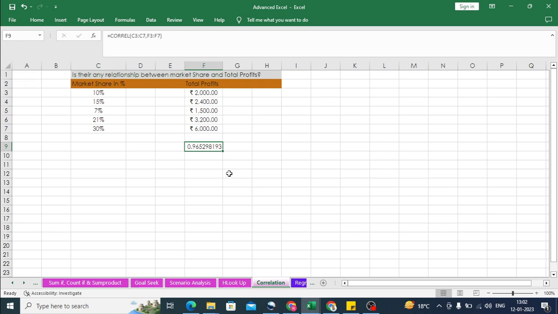So correlation basically tells you the level of association or the level of relationship two variables have. And in the example that we discussed, market share is the first variable and total profit is the second variable. And the result is correlation is 0.96, which is a very high correlation. That means that there is positive relationship between market share and total profit.